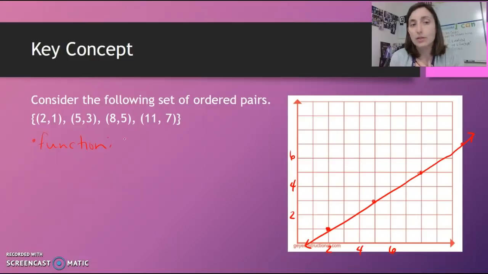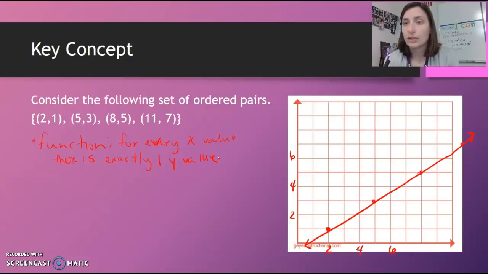And part of that is for every x value, there is exactly one y value. So that's the whole reason why the vertical line test. So for every x value, there's exactly one y value.